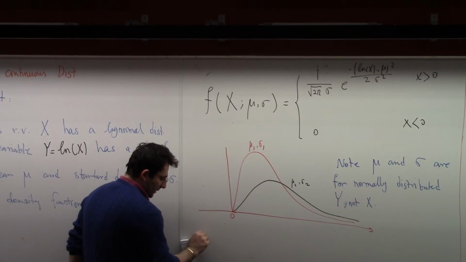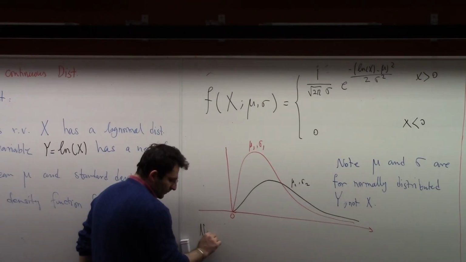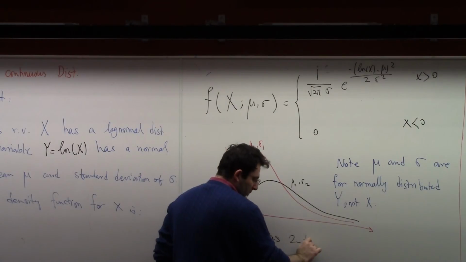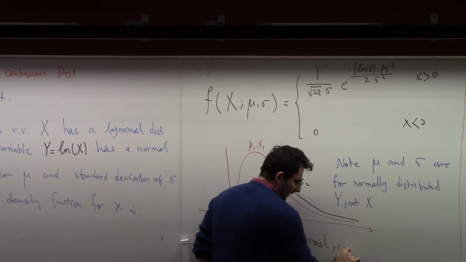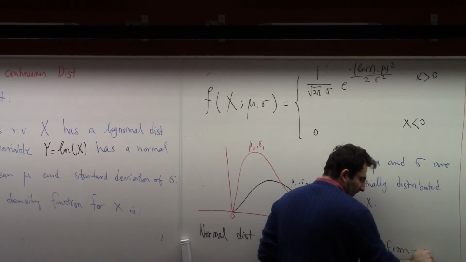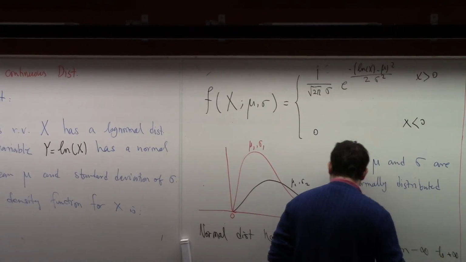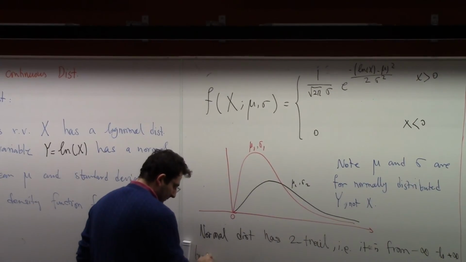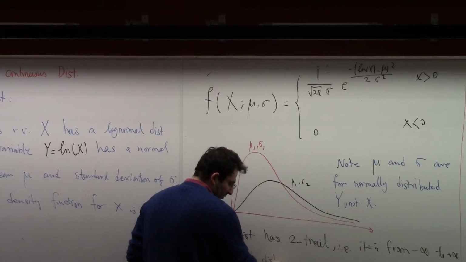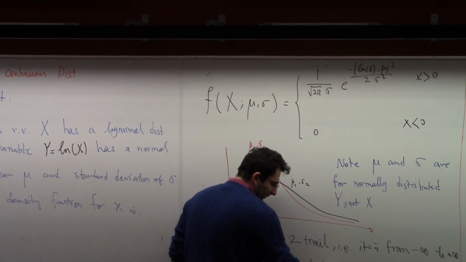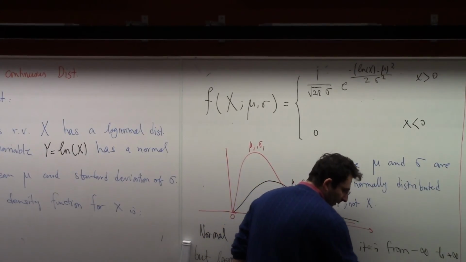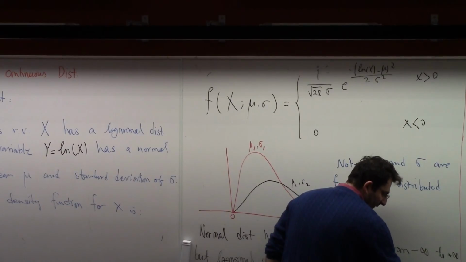Another note is the normal distribution has two tails, i.e. it is from minus infinity to plus infinity, but the log normal distribution has one tail, i.e. it is from 0 to plus infinity.